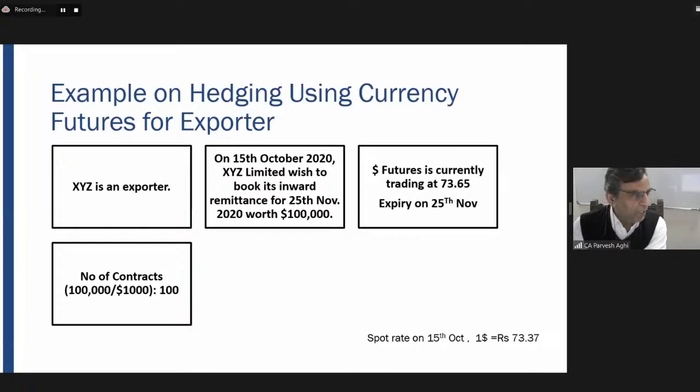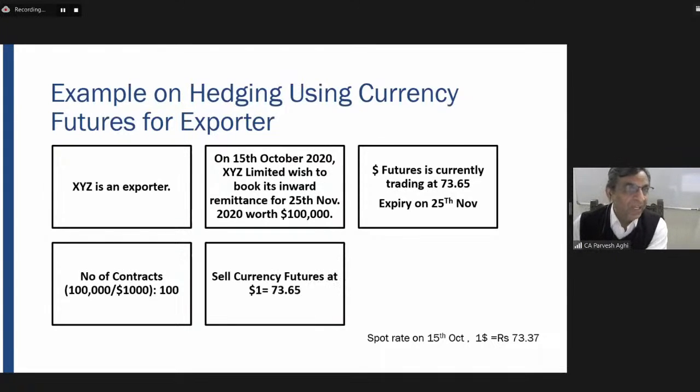So the number of contracts will be again 100. Now what is he going to do? He's going to sell the currency futures. That means he's going to enter into a contract to sell the dollars at 73.65. By doing so, he's going to hedge himself at 73.65.